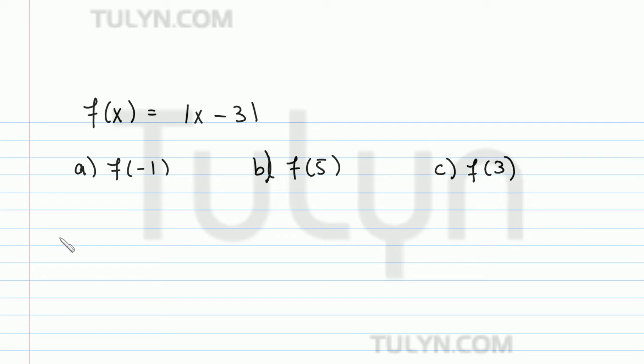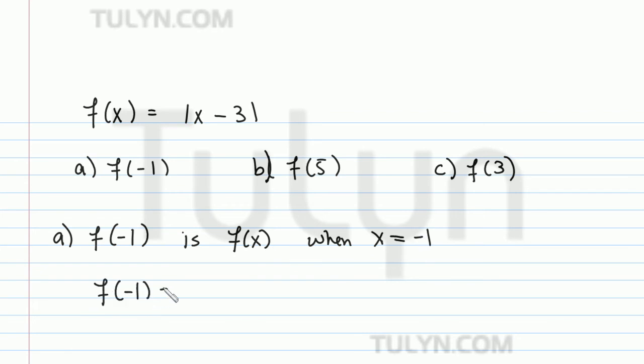Okay, so let's start with a, which is f of -1. Now, since x is the independent variable, then f of x is a function which is related to the independent variable. So f of -1 is the same thing as f of x when x is equal to -1. So in this case, you're just replacing the variable x with -1 wherever you see it.